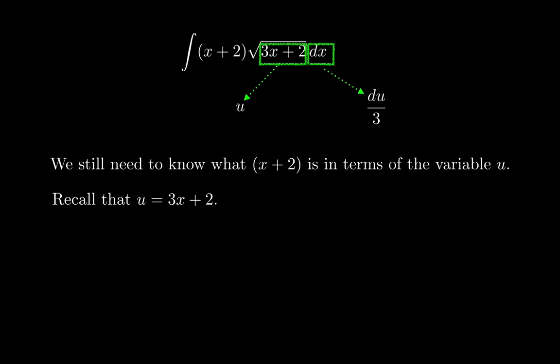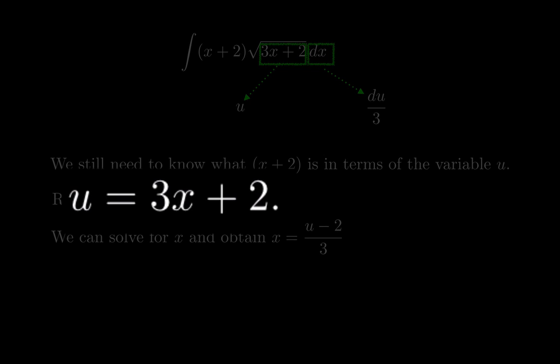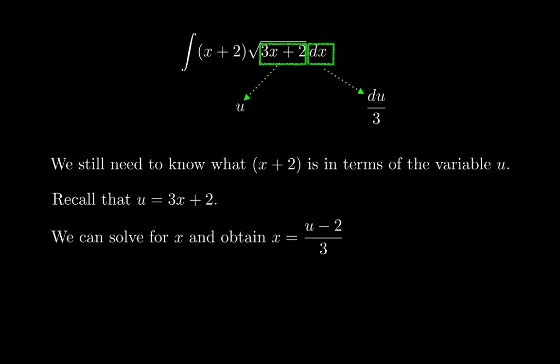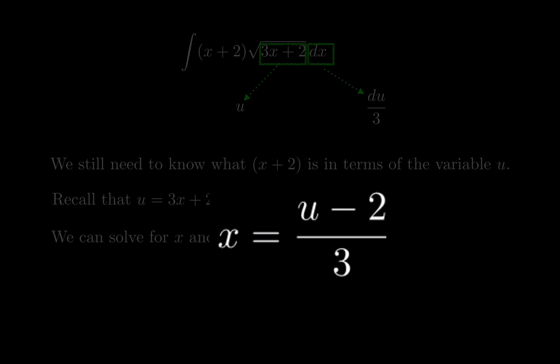The first thing we have to recall is that the substitution is u equals 3x plus 2. Now we can express the variable x in terms of the variable u from that equation, by solving for x. We obtain that x is u minus 2 divided by 3. Now how did I get that? From the equation u equals 3x plus 2, you first subtract 2 and then divide by 3. That's how you get the expression x equals u minus 2 divided by 3.